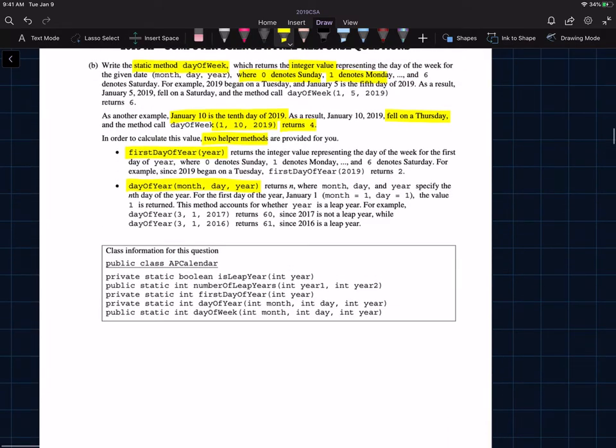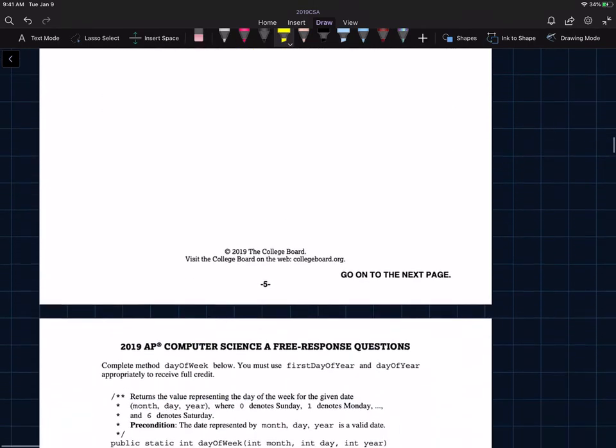You are allowed to use those 2 methods, firstDayOfYear and dayOfYear. And if you know that you could use those methods, you don't have to know how they were created or who created them or how they work, you just get to use them. So let's start writing this method.